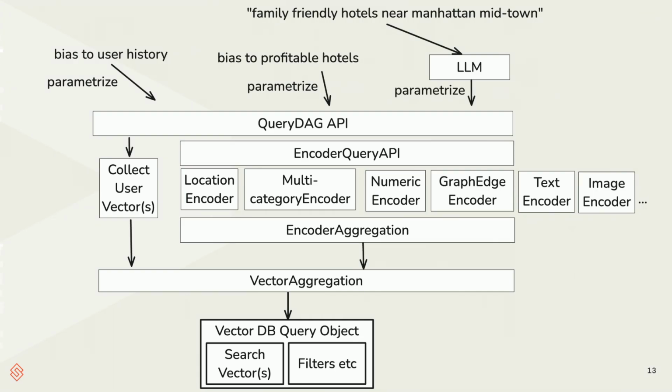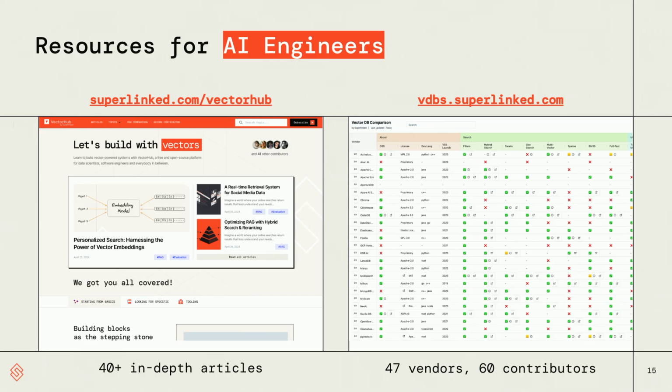But basically we have a DAG object we create that contains both this idea of encoding all kinds of signals into the vector and then aggregating that vector with other vectors and eventually coming up with a search object that we then use to search in the underlying vector index in the database. Lots of use cases, obviously. We have some resources. We have a table that compares 47 different vector databases on maybe 40 different features.